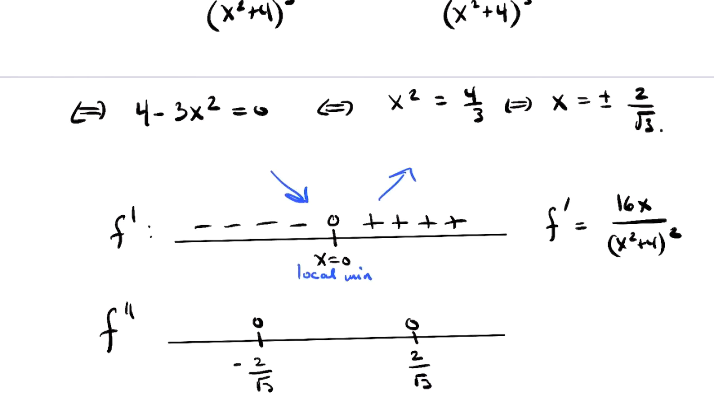Okay, the second derivative, it's harder to remember. It was 16 times 4 minus 3x squared all over x squared plus 4 cubed. And again, that denominator is never negative. So the signs of the second derivative come only from there. So you can pick specific values.